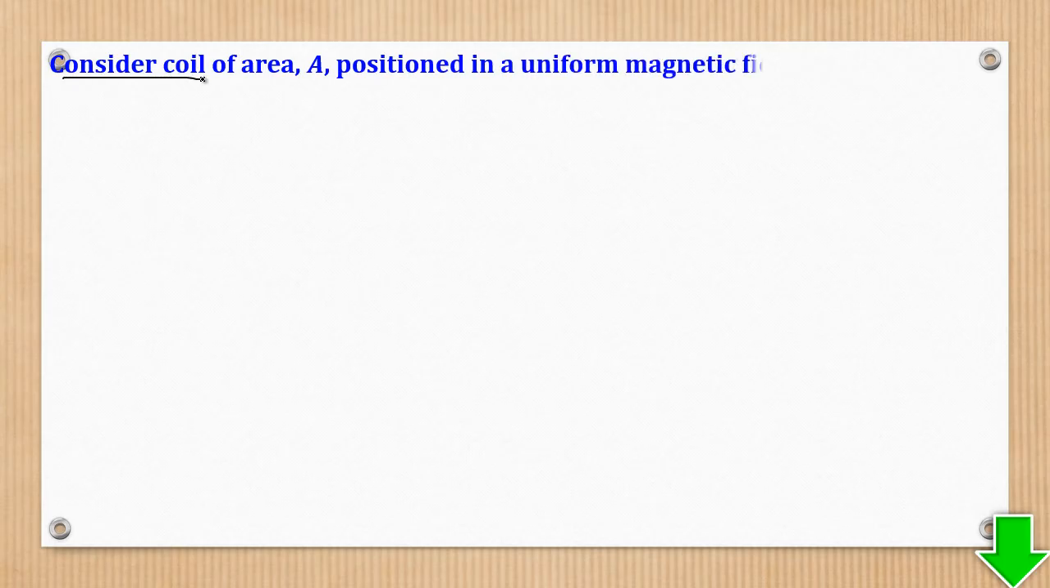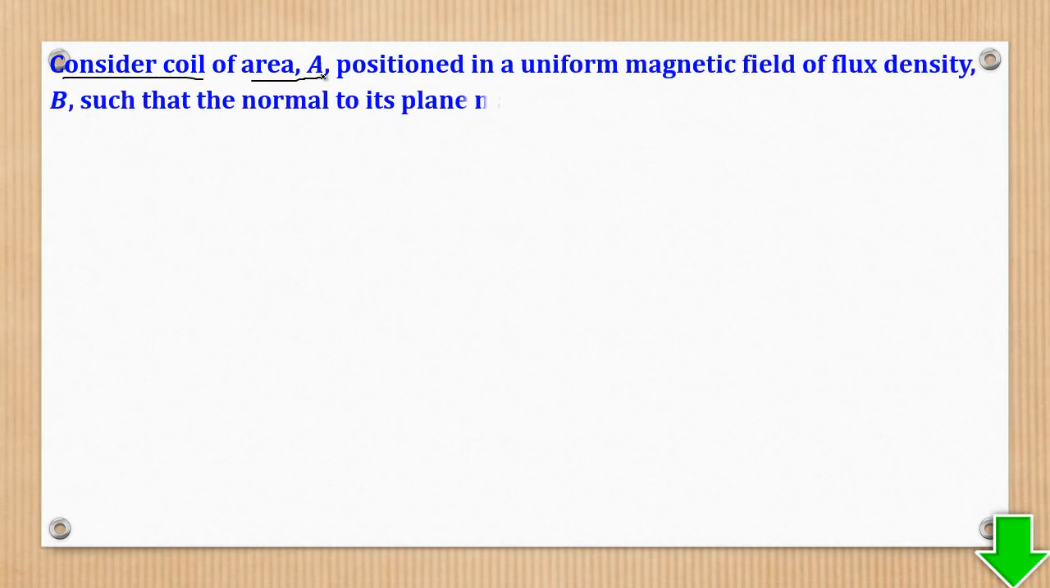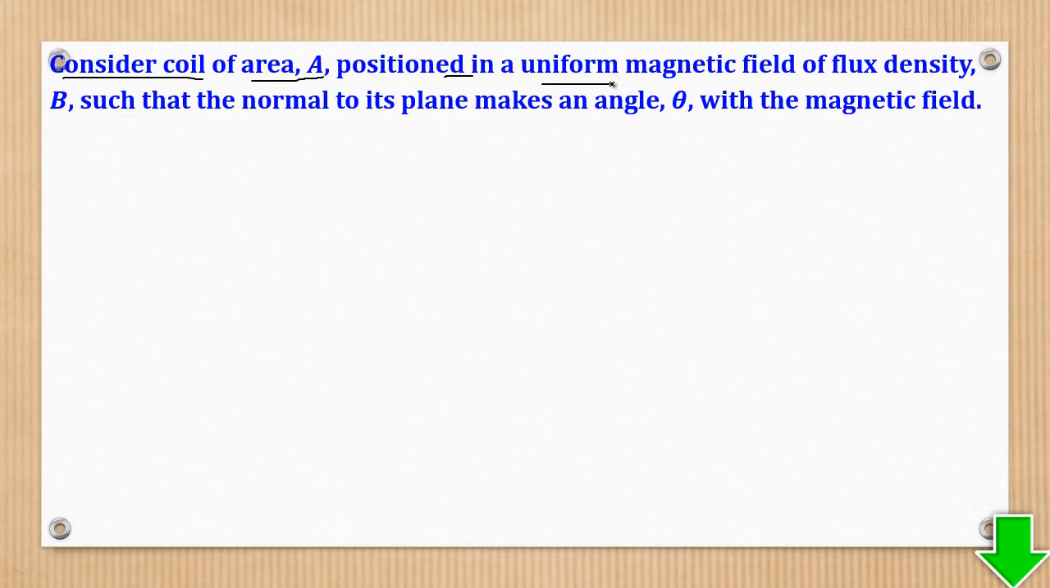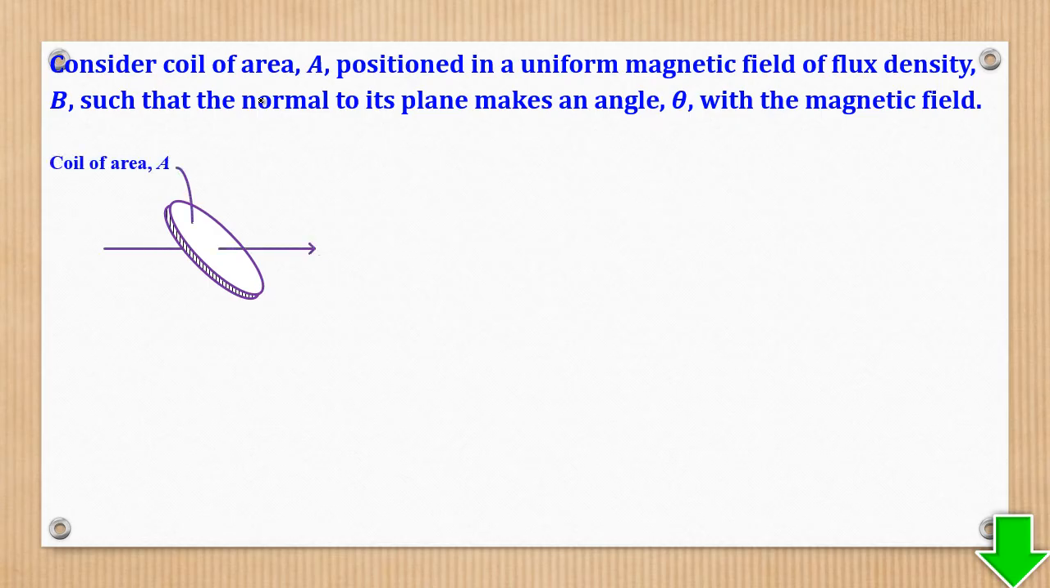Let us consider a coil of area A positioned in a uniform magnetic field of flux density B, such that the normal to its plane makes an angle theta with the magnetic field. So that is a coil, and the magnetic field is in that direction. This will be the normal to the plane of the coil.